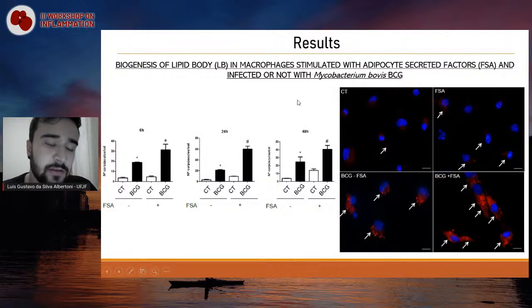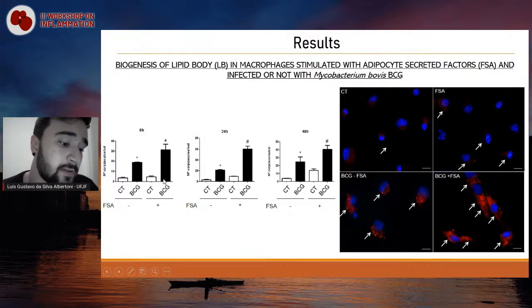Next, we analyze the biogenesis of lipid bodies in macrophages stimulated with adipocyte-secreted factors, the FSA, and infected or not with Mycobacterium bovis BCG. At the three times, 6, 24, and 48 hours, Mycobacterium infection was able to induce lipid body formation when compared to the control group. Interestingly, we can see that the FSA itself was also able to induce lipid body formation. However, the BCG group in the presence of the FSA had the biogenesis of lipid bodies potentialized when compared to the unstimulated group. This is also confirmed by the fluorescence microscope images.